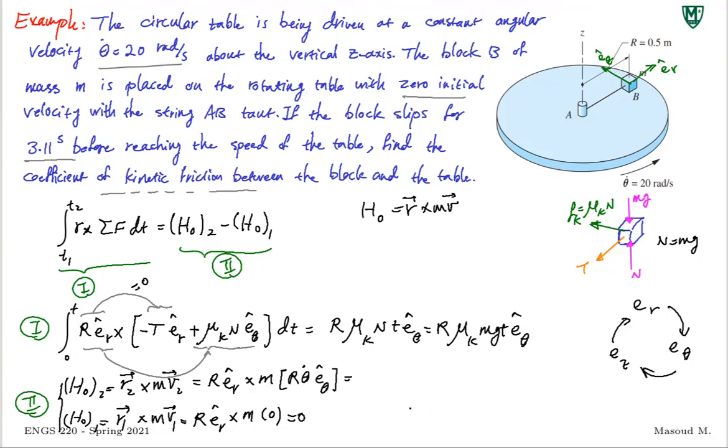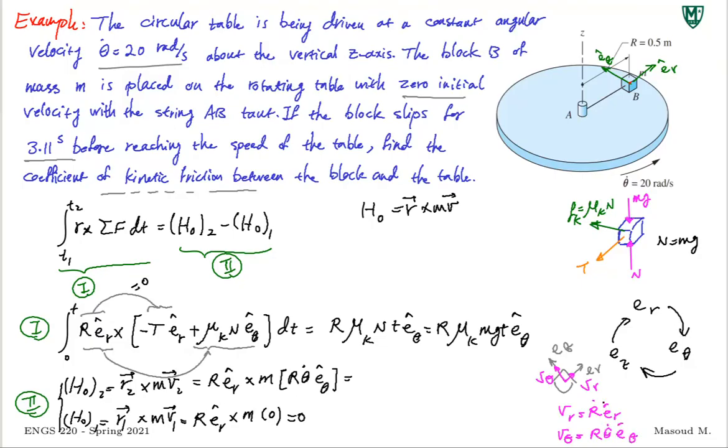E theta. Right? You are in the R theta coordinate system. If you look at this, let me draw it here, this is ER, this is the top view, this is VR, this is V theta. Remember, VR was R dot ER, V theta is R theta dot E theta.